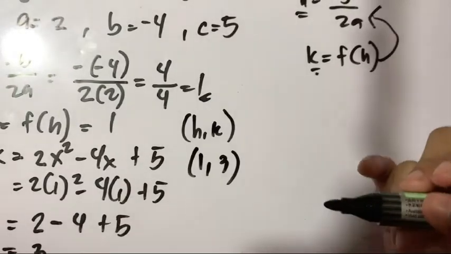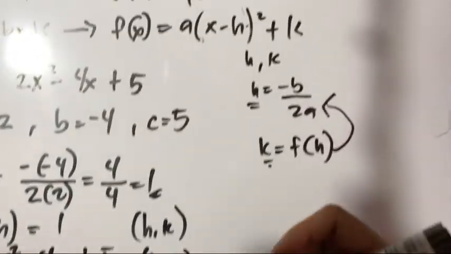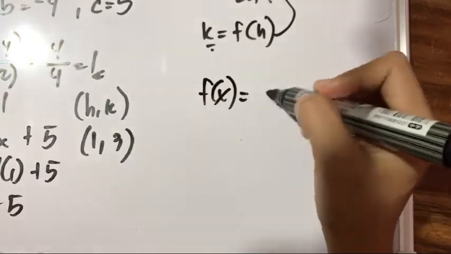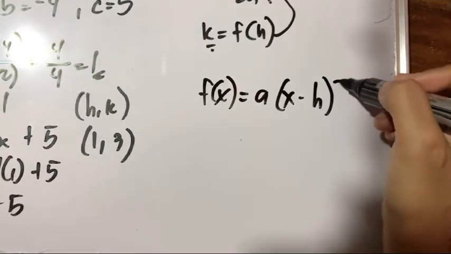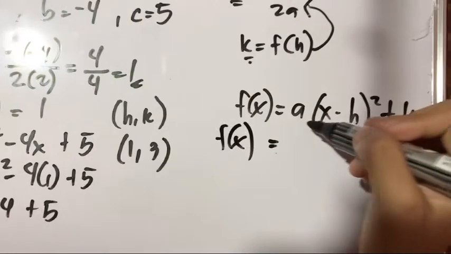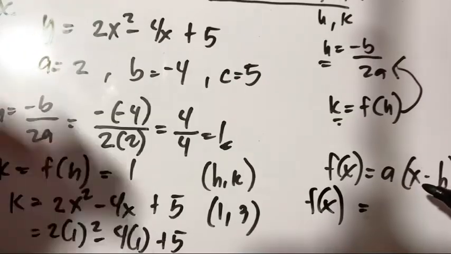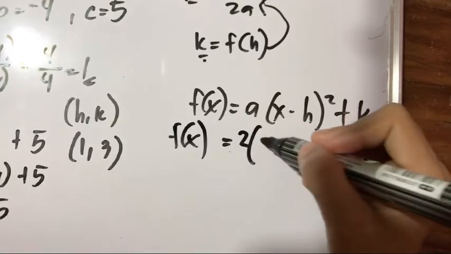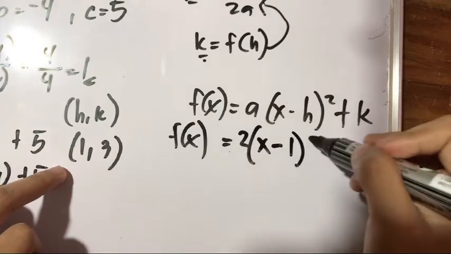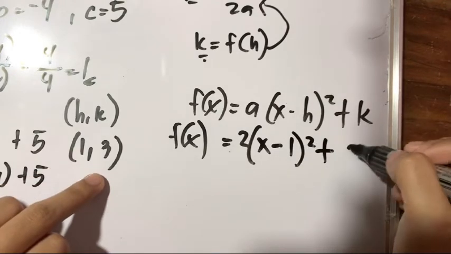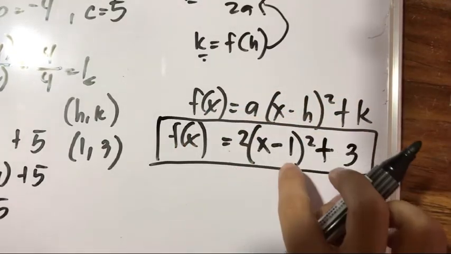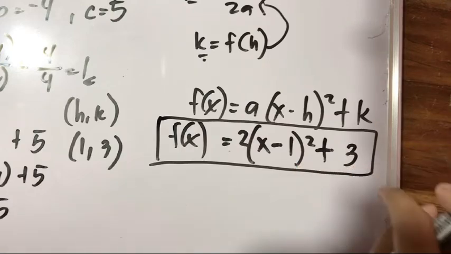Next, we just have to substitute this to our vertex form. So from f of x equals a times x minus h squared plus k, this will become f of x, our a from the original function is 2, right? So we copy it, as well as the variable x minus our h, we have here 1 squared plus our k, 3. So now we have the vertex form, f of x is equal to 2 times x minus 1 squared plus 3.